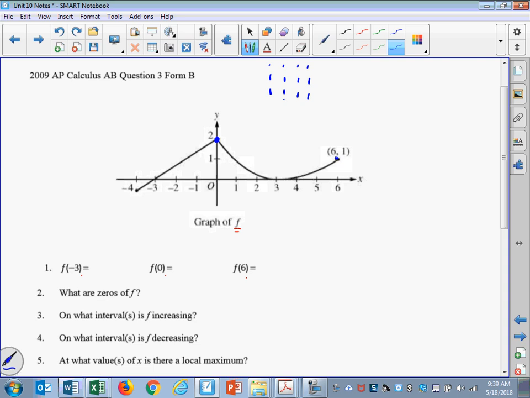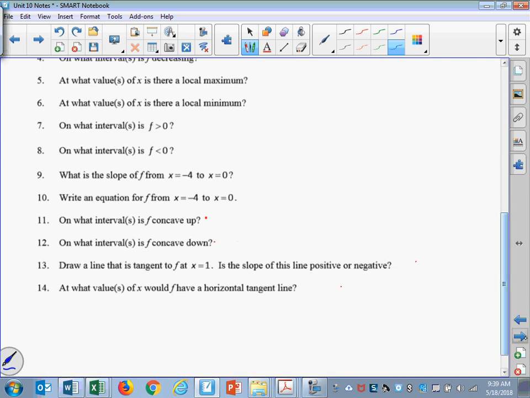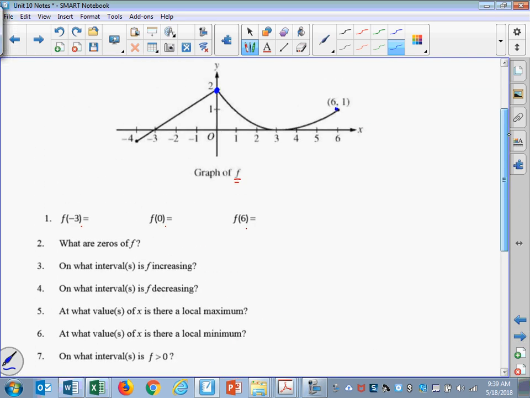On what intervals is the graph concave down? I actually don't see any time that it's concave down. The graph right here is a straight line. Straight lines do not have concavity. Concavity is a measure of bending and turning, and this line here has no bend in it. It's not bending at all, so there's no concavity. And we've already seen that this is concave up here because it collects water, so that's not what we want. So we'll say none, or no interval.